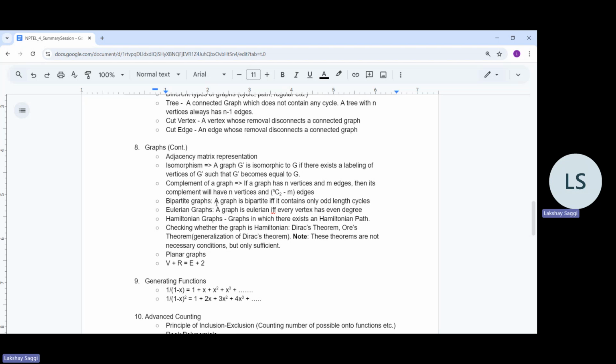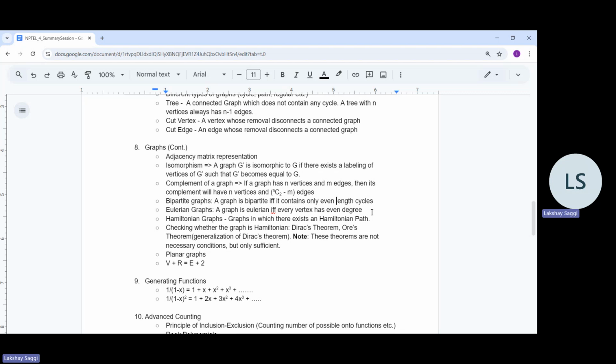Then we discuss what bipartite graphs are. So a graph is bipartite if and only if it contains only odd length cycles. Okay, I think I wrote it wrong. If it contains only even length cycles, that's what we call a bipartite graph.